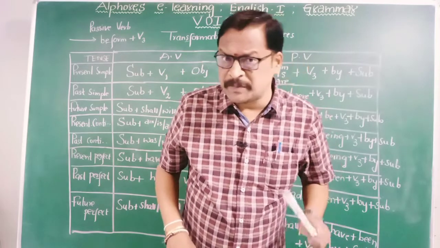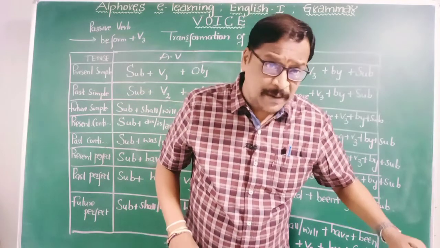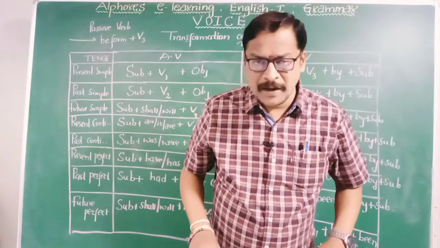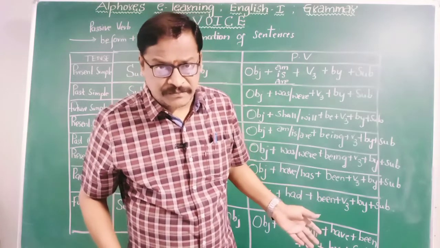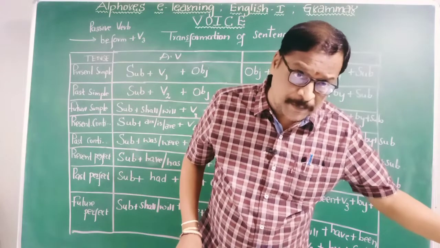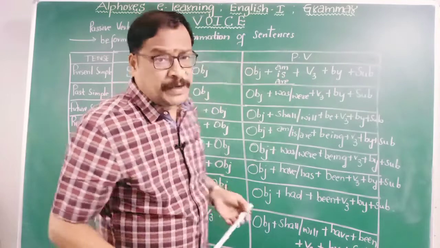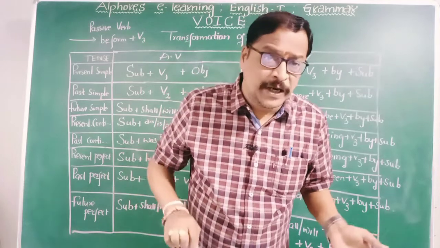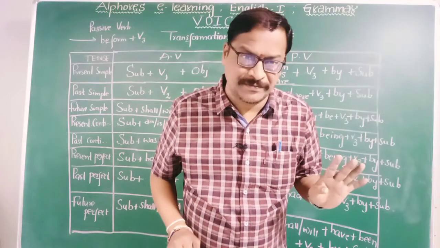Present continuous tense. Subject plus am, is or are plus V4 plus object. Okay. Object plus am, is or are plus being plus V3 plus by plus subject. Past continuous tense. Subject plus was or were plus V4 plus object. Okay. Object plus was or were plus being plus V3 plus by plus subject. Okay, dear students. And then present perfect tense. Subject plus have or has plus V3 plus object. Passive voice. Object plus have or has plus been plus V3 plus by plus subject.